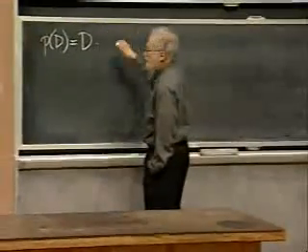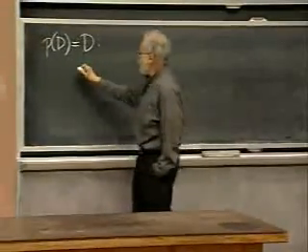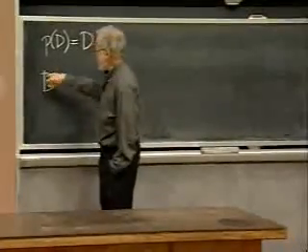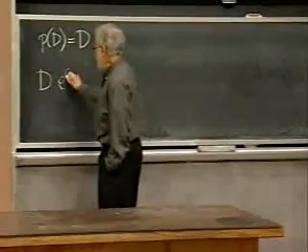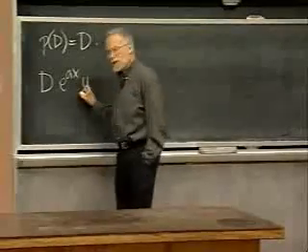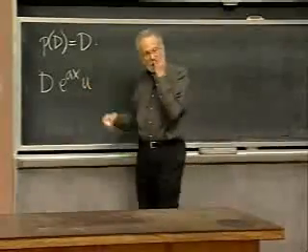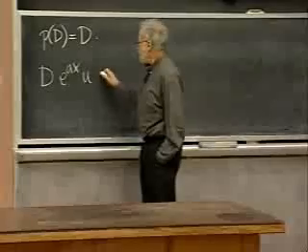So the formula is asking us, what is d, that's the P of d, applied to e to the ax times u. I'm not going to put in the variable here because it's just a waste of chalk. Well, what is that?